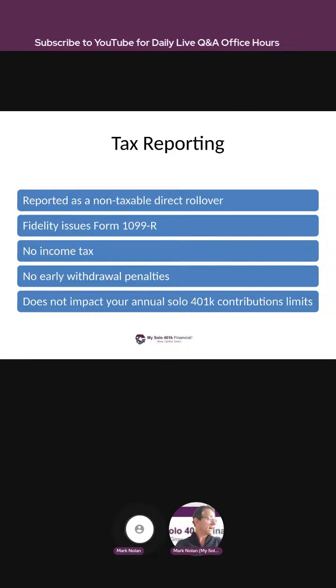When you receive that Form 1099-R from Fidelity, you're going to want to review it and make sure it has the letter G, as in George, listed in box 7. The letter G is the code used by the IRS on that Form 1099-R to denote that it's a non-taxable direct rollover from an IRA to a solo 401k. So while it's reportable, it's not taxable.